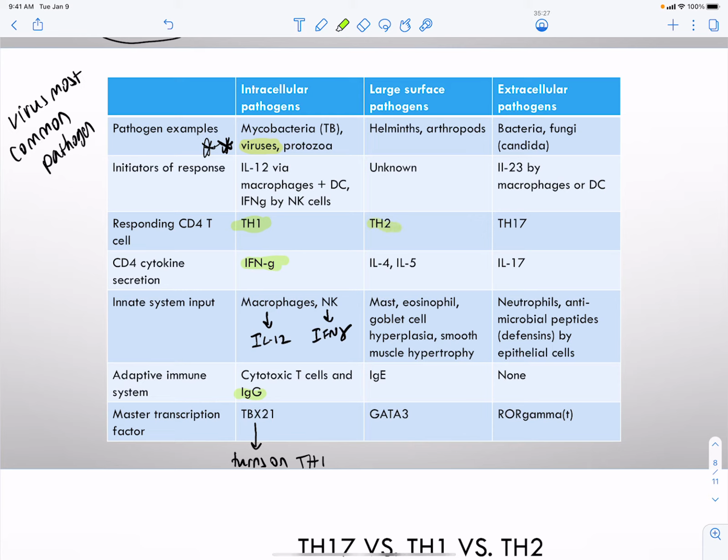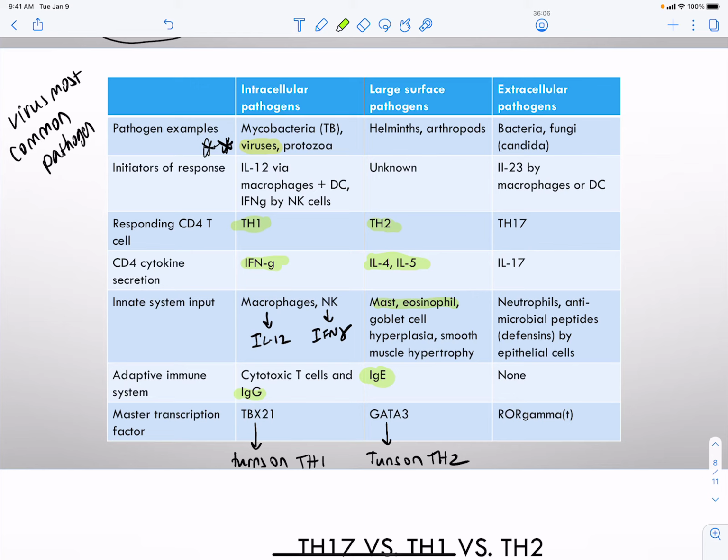The Th2 cell is going to be activated. It's going to release a different series of cytokines, IL-4 and IL-5. These your CD8 T cells don't respond to, so it's not going to activate your CD8 T cells. Instead, you're going to get different cells, mostly your innate response is going to be activated. Now, also, your B cells are going to produce IgE, and your master regulator is GATA3, and it turns on Th2.